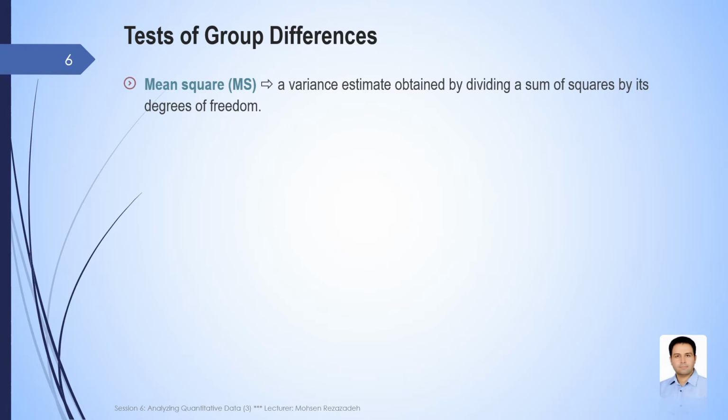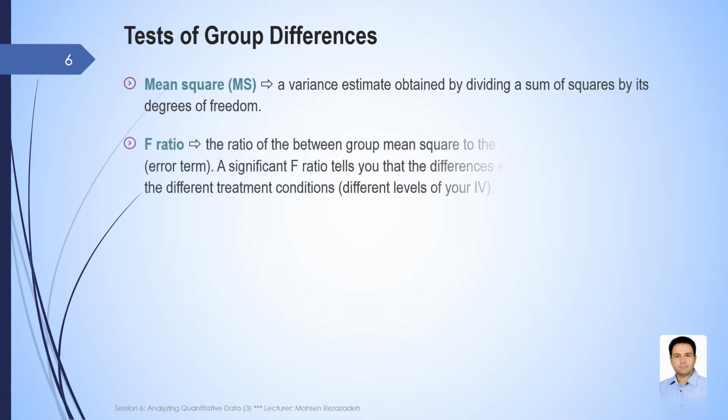Next is mean square, MS. Mean square is a variance estimate obtained by dividing a sum of squares by its degrees of freedom. F ratio. F ratio is the ratio of the between group mean square to the within group mean square. A significant F ratio tells you that the differences among your means are caused by the different treatment conditions, that is, different levels of your independent variable.